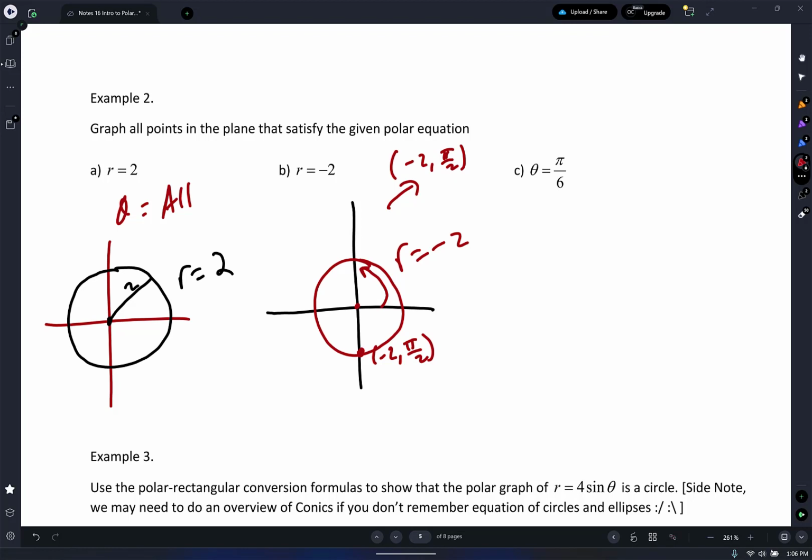Yeah. Notice that this one says pi over 6. It does not have any R. So R can be any value you want. So you're just going to go to pi over 6 and go forever. This is how it looks if R is positive. How will it look if R is negative? It goes into quadrant 3. Does that make sense? Okay.